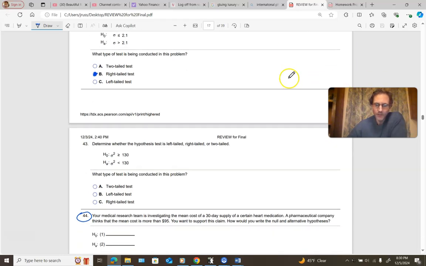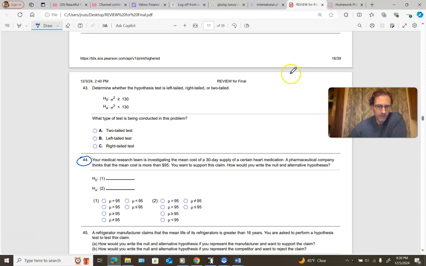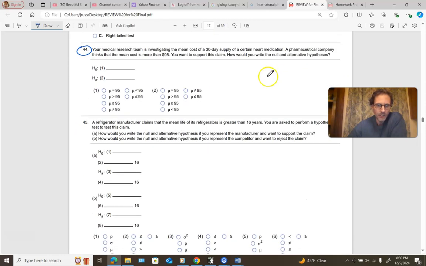All right, 43 is the same. Okay, we'll go to 44. These are kind of weird the way they have them laid out here, but in any case, it says your medical research team is investigating the mean cost of a 30-day supply of a certain heart medication. A pharmaceutical company thinks that the mean cost is more than $95. You want to support this claim, so how would you write the null and alternative hypothesis?